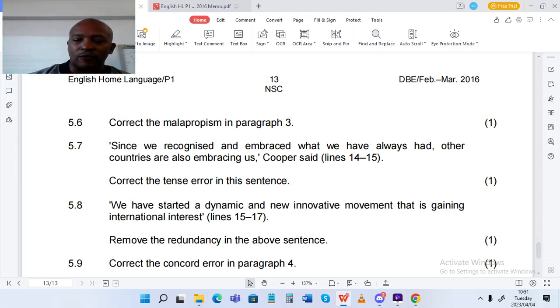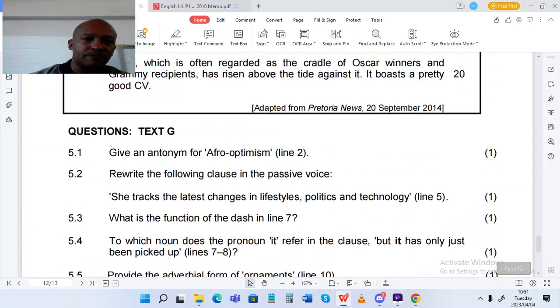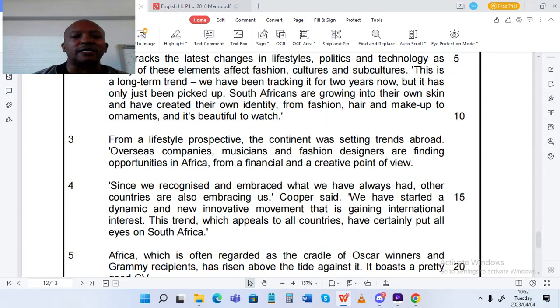Okay, let's look at the sentence. Correct the error of concord in paragraph 4. Let's go to paragraph 4. Since we recognize and embrace what we have always had, other countries are also embracing, as Cooper said. We have started a dynamic and new innovative movement that is gaining international interest. This trend appeals to all countries. This appeal, which appeals to all countries, have certainly put all their eyes on South Africa. I saw it. It's almost very difficult to see. It plays around with you, messes you up. It's very small.